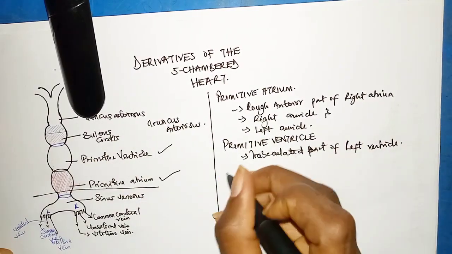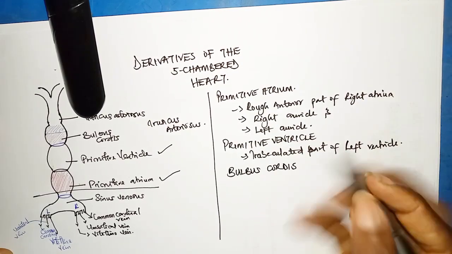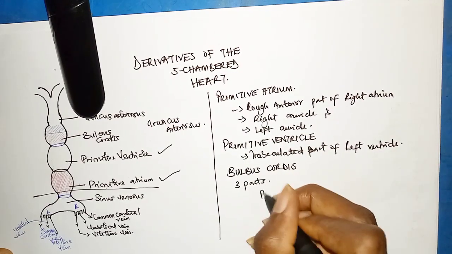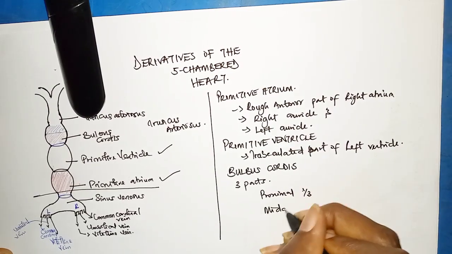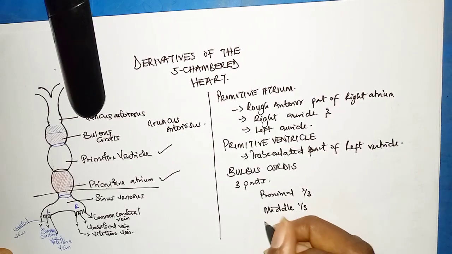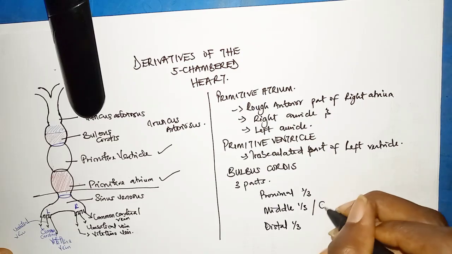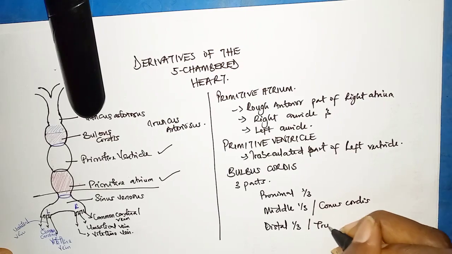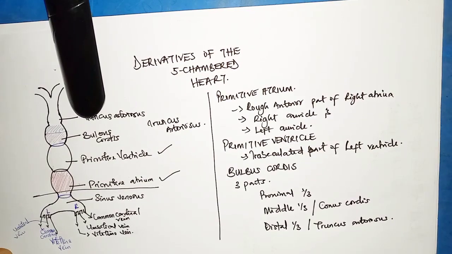The next is our bulbous cordis. Our bulbous cordis is divided into three parts. We have proximal 1/3, middle 1/3, and distal 1/3. The middle 1/3 is also referred to as conus cordis, and our distal 1/3 is also referred to as truncus arteriosus. Right?